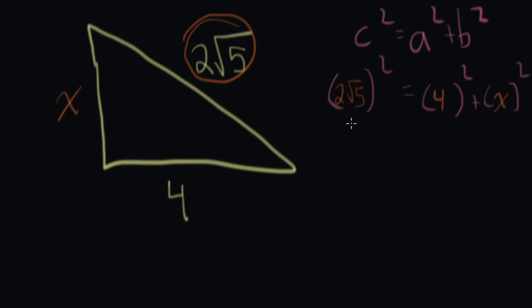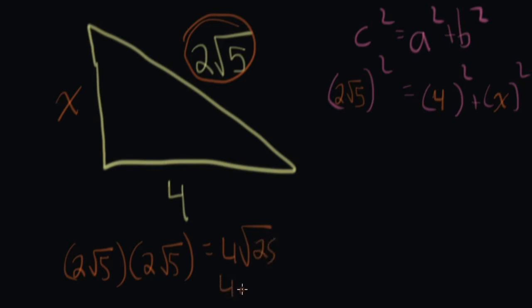So you have to square everything. We have to square 2 root 5. If I'm going to square 2 root 5, I'm really meaning 2 root 5 times 2 root 5, which would give me 4 root 25, which is really 4 times 5, which is a very complicated way to say 20. So this is 20 is equal to 16 plus x squared.